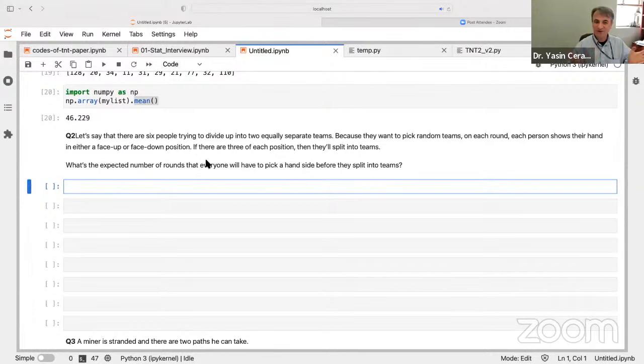So actually, the first and second question are almost asking the same thing. The context is totally different, but what we are looking at is that at each round, there is a failure, and then we repeat the experiment until we get to the success. So basically, what is the expected number of rounds that everyone will have to pick a hand side? They're asking how many times on average it will take for us to have an equal split of ups and downs, so that we are going to form a team. So that's the question.